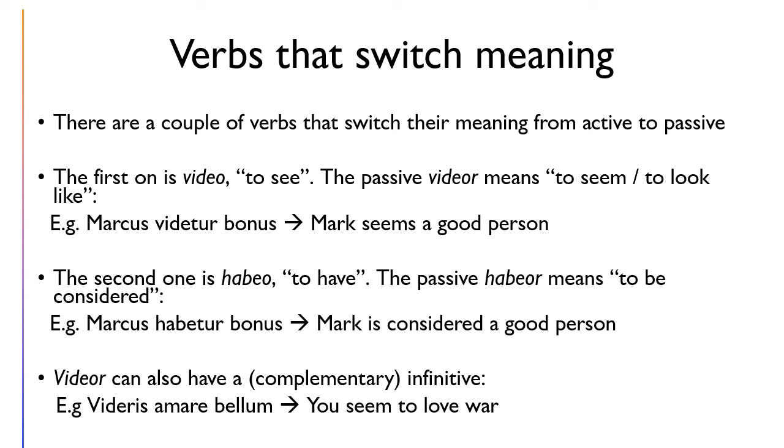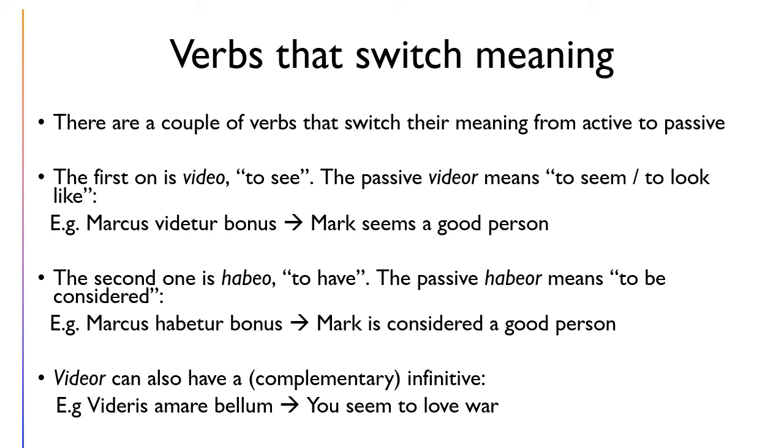Last thing for today is that there are a couple of verbs that switch their meaning from active to passive. The first one is video, to see, because the passive videor means to seem or to look like. Videor, if you have an adjective with videor, it becomes a predicate adjective. So if I say Marcus videtur bonus, Mark seems good or seems a good person, that bonus is going to be a predicate adjective because it's an adjective related to the subject.